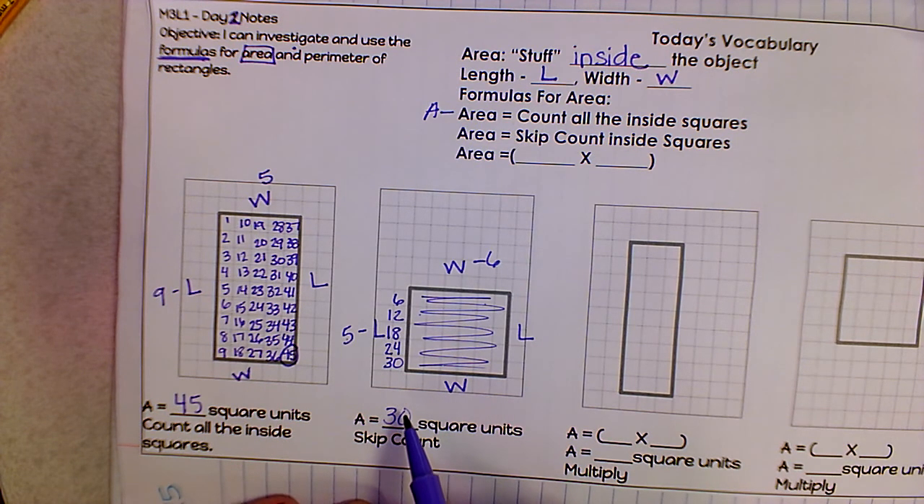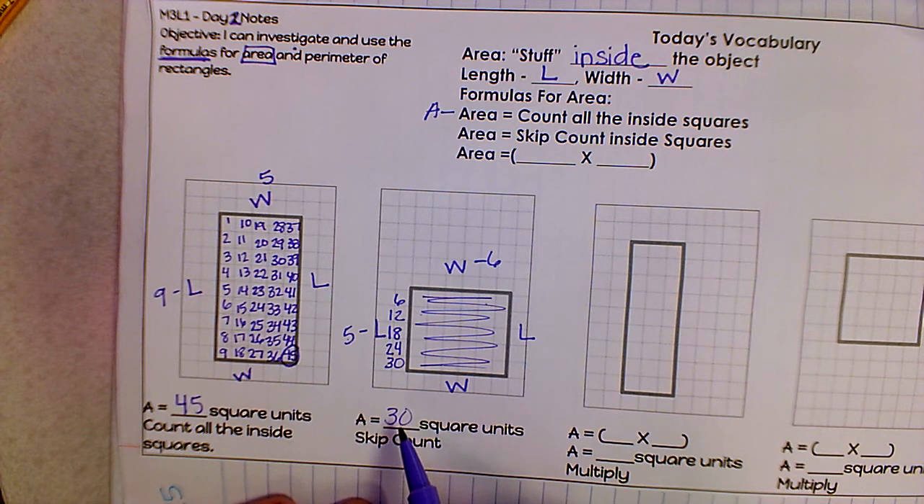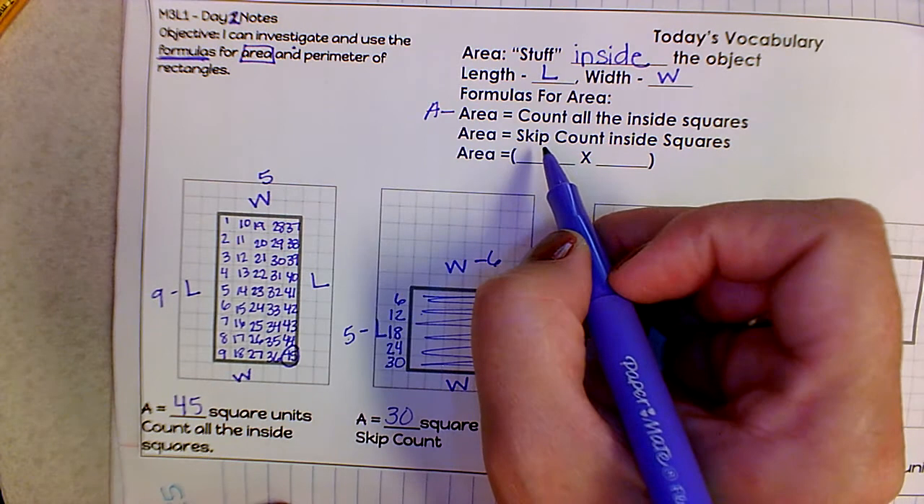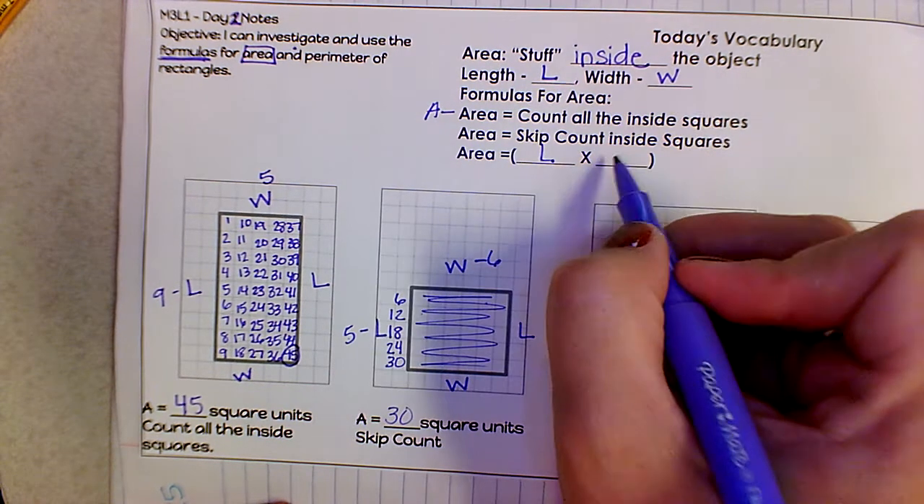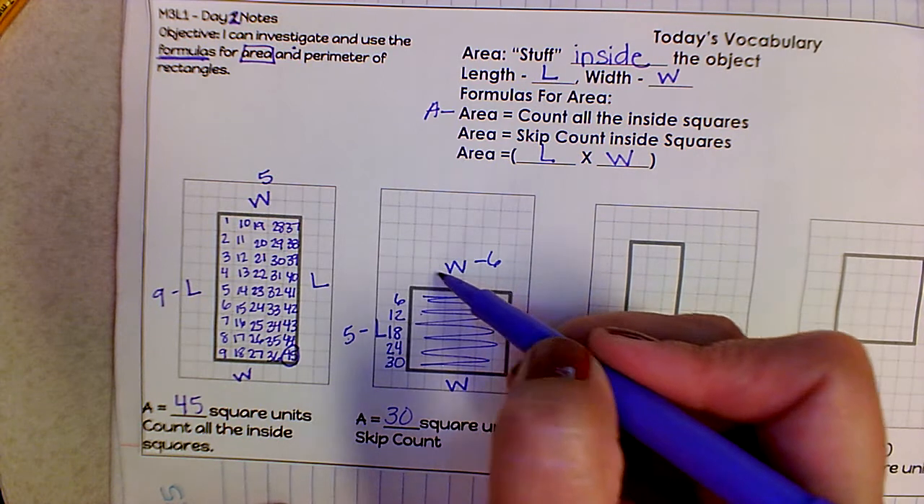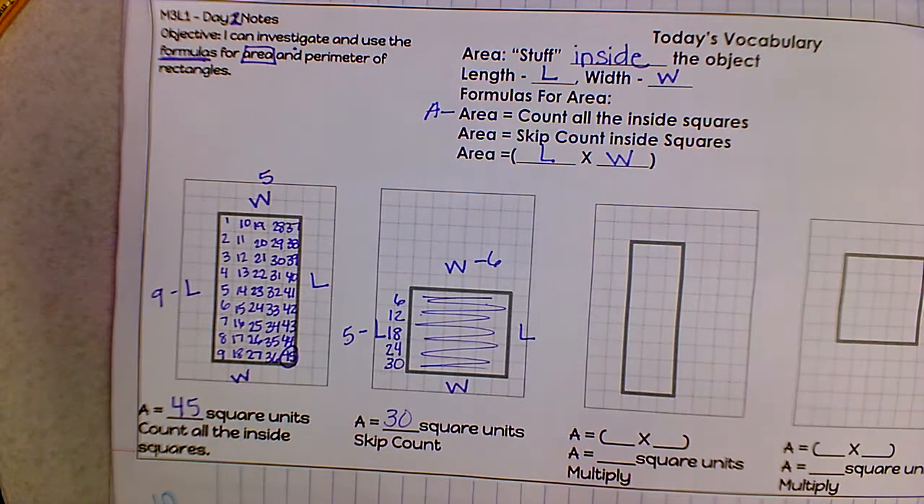Did I add? No. Did I subtract? No. Did I multiply? Yes. The other way to find area is our length times our width. Ready? Length times our width. I think this might be a little easier.